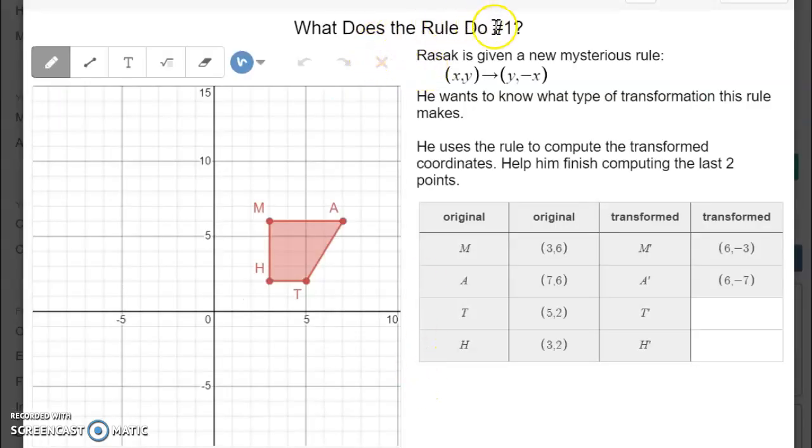Okay, what does the rule do? Number one, Raseki is given a new mysterious rule. x, y became y, negative x. He wants to know what type of transformation this rule makes. He used the rule to compute the transform coordinates. So when you start with 3, 6, whatever the y was became the new x value. So 6 became the x, and whatever the x was became the new y value in its opposite form. So x became the y, and taking the negative of it.